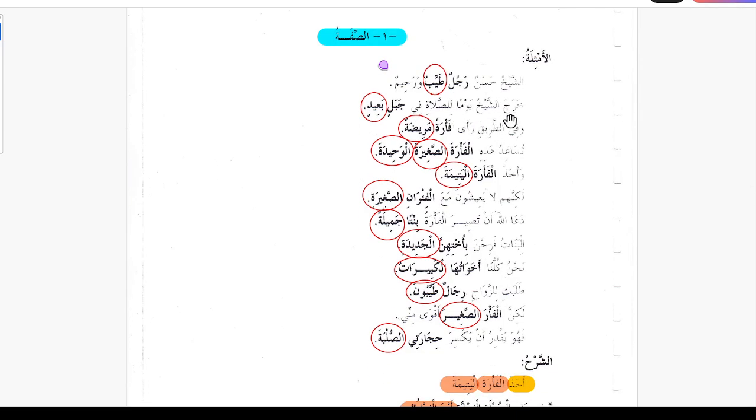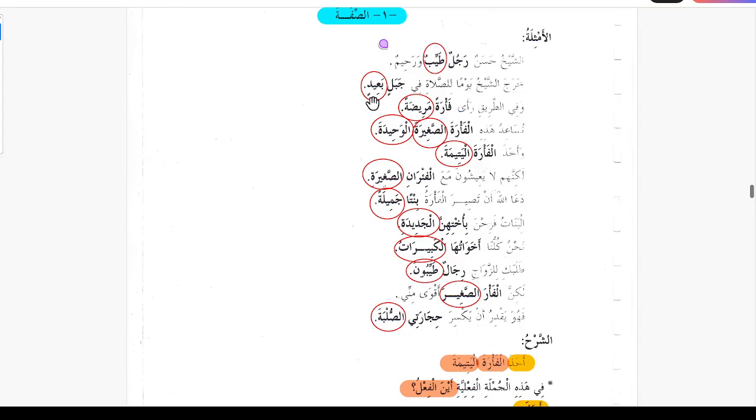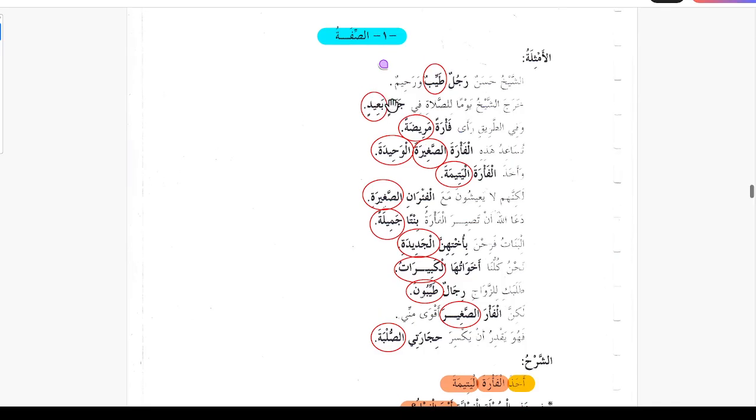Let's take another example. Kharaja Shaykhu yawman lis-salati fi jabalin ba'idin. Shaykh went one day for prayer in a far mountain. So here Jabal is a mountain and Ba'idun is the adjective for Jabalin. So you see here Jabal is majroor because of fi, and Ba'idin is also majroor, and this is nakira, this is also nakira, no al, and this is singular and this is singular.